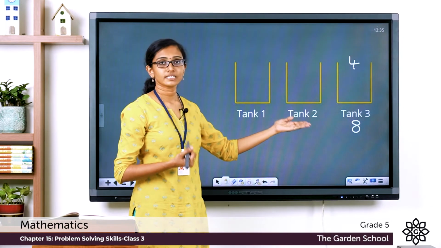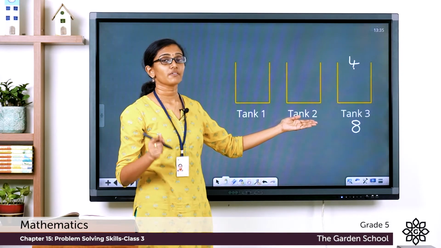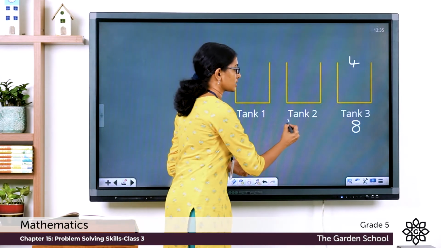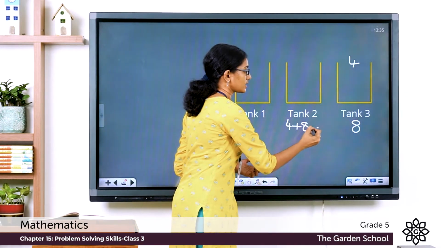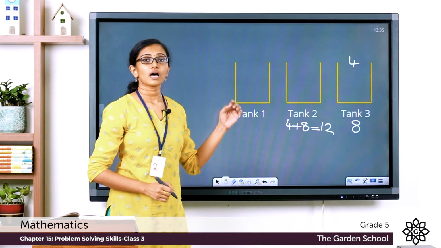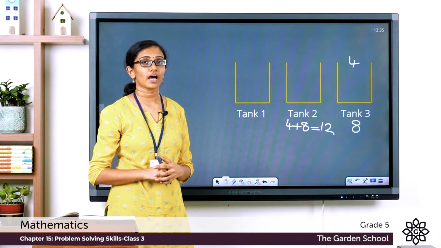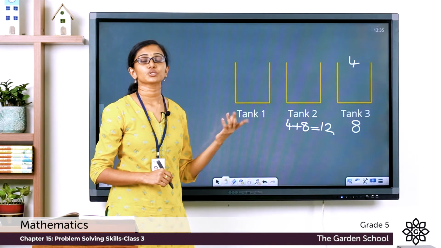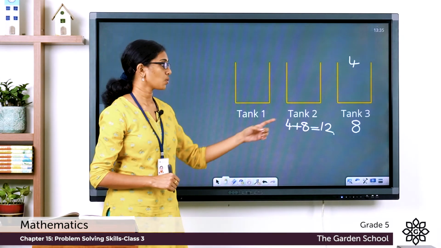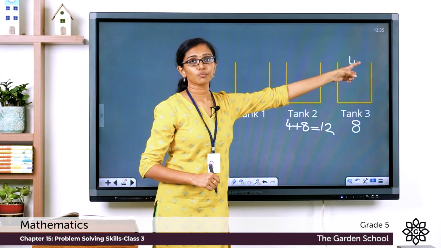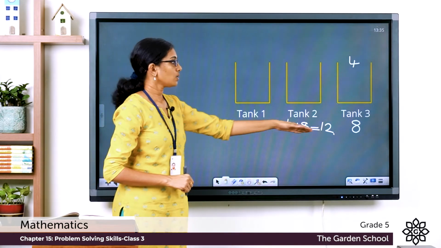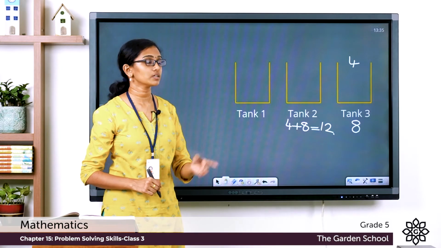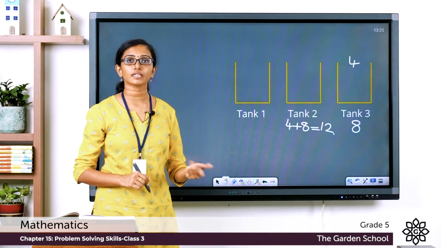So at tank 2, she must have had this 4 plus 8 flowers. So what is it? 4 plus 8, that is equal to 12. So at tank 2, she must have had 12 flowers, out of which she gave away 8 to a little girl. Then she was left with 4 flowers with which she moved to tank 3. Now at tank 2, she has 12 flowers, which is the double of the number of flowers she had when she came to tank 2, right?